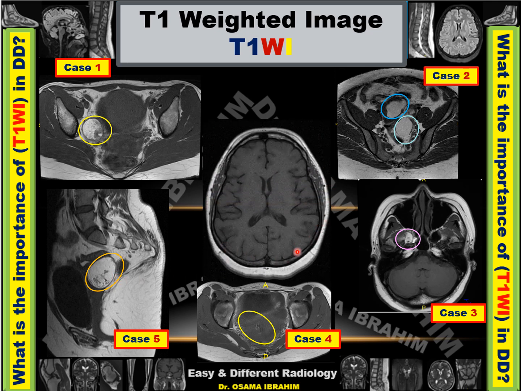And this is an MRI brain axial image showing normal T1, where CSF appears low signal and subcutaneous fat appears high signal. So let's start our presentation to know the diagnosis of each case.